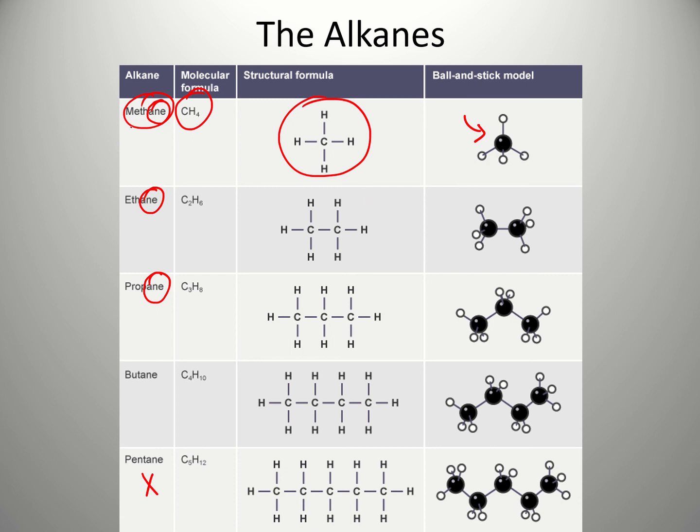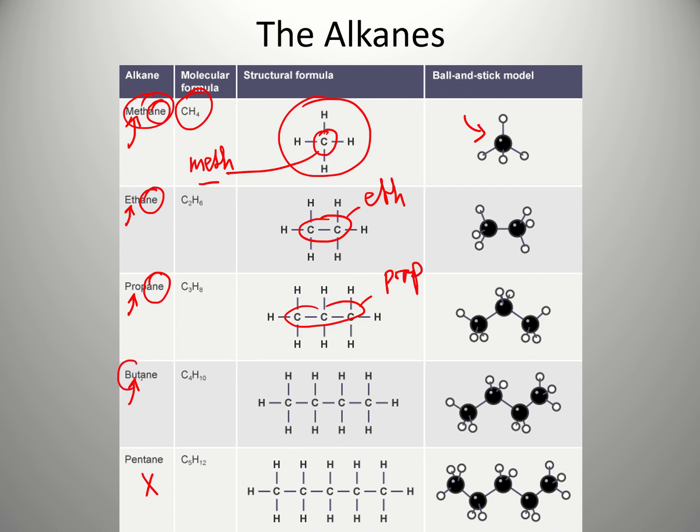Now, where does this first part of the name come from then? Meth, eth, prop, but. Where does that come from? Well, that comes from the number of carbons. So here I have 1. The code in chemistry for 1 carbon in a molecule is meth. 2 carbons, the code is eth. 3 carbons, I'm sure you're getting the picture now, prop. And 4 carbons, obviously, but.